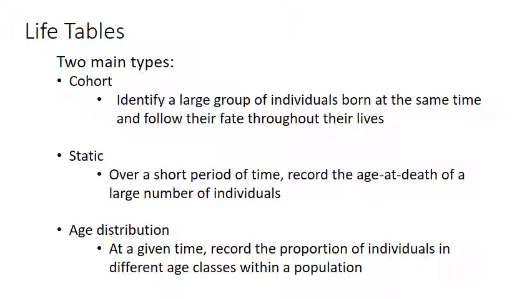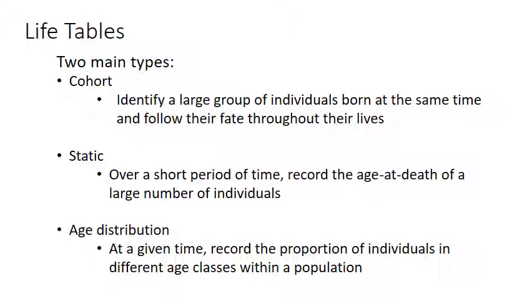In many cases, species are too long-lived or too highly dispersed to use that method. And so in those cases, we can use what's called a static life table. So over a short period of time, we will collect data on the age of death of a large number of individuals. So for example, you could look at giant sequoias that live hundreds of years and age them using tree rings to determine at what age do most of those individuals within a population die.